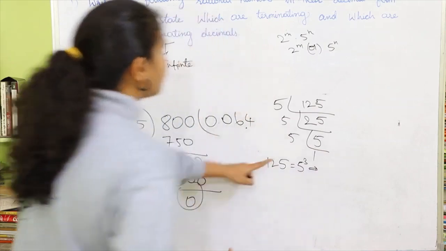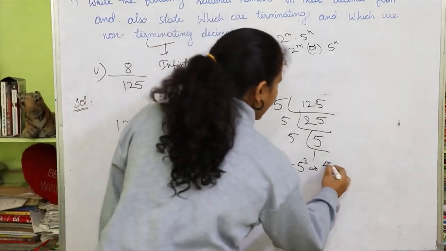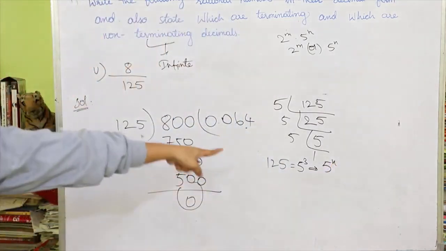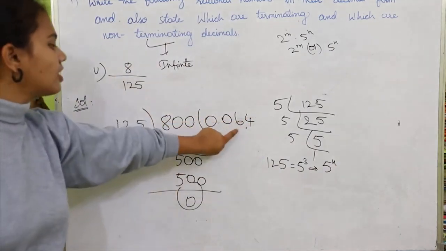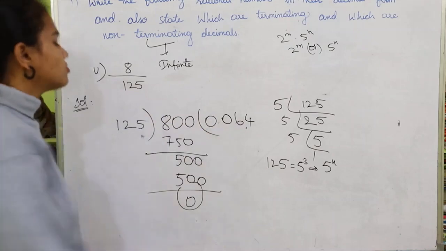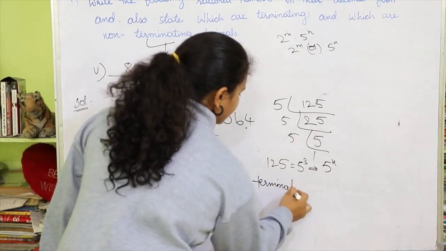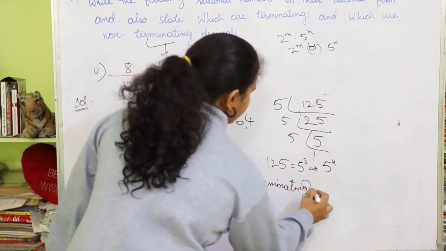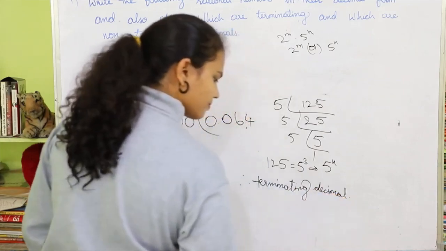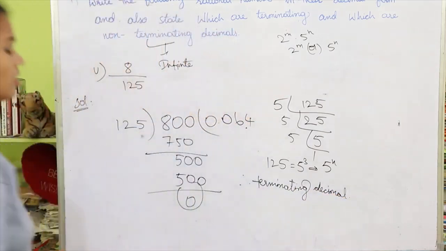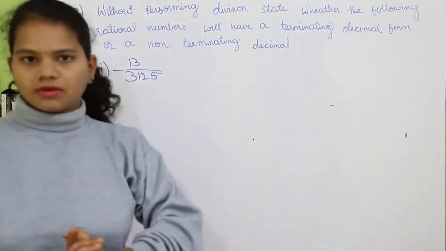Well guys, you can see where 125 is equal to 5 cube. Where 5 cube is in the form of 5 power n. Right? 5 cube is in the form of 5 power n. Where this would become a terminating decimal. Therefore we got a terminating decimal 0.064. So therefore I can say this is the terminating decimal. Alright. Done? Yeah, done. So this is the terminating decimal. Clear? Thank you.